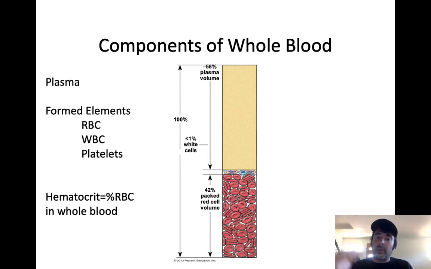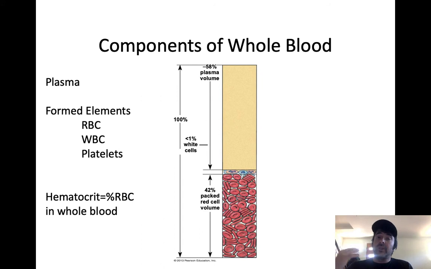So what you'll see separate to the bottom, if you put, let's say, a capillary tube, a little tube of blood, into a centrifuge, is at the bottom here, because they're the most dense of the components in whole blood, are red blood cells. So down here where it says 42% packed red cell volume, all of these cells down here are red blood cells. Now in general, red blood cells are sacs of hemoglobin, and the job of red blood cells is to physically transport oxygen around the body.